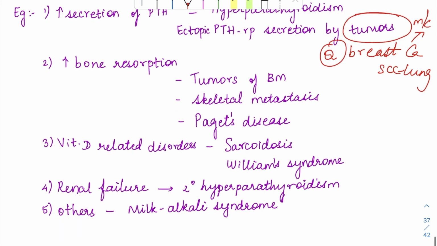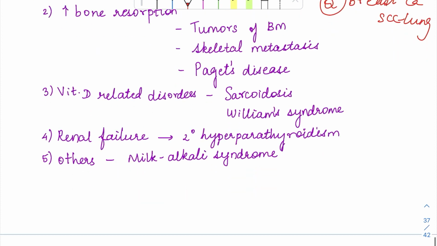Then whenever there is bone resorption, so bone is composed of minerals like calcium. Whenever bone is resorbed either by a primary disease of the bone like an osteolytic lesion, Paget's disease of the bone, or there is some tumor which is infiltrating the bone like a leukemia, lymphoma, or some metastatic tumors also, here again the bone is going to be resorbed, and that will result in elevated serum calcium levels.